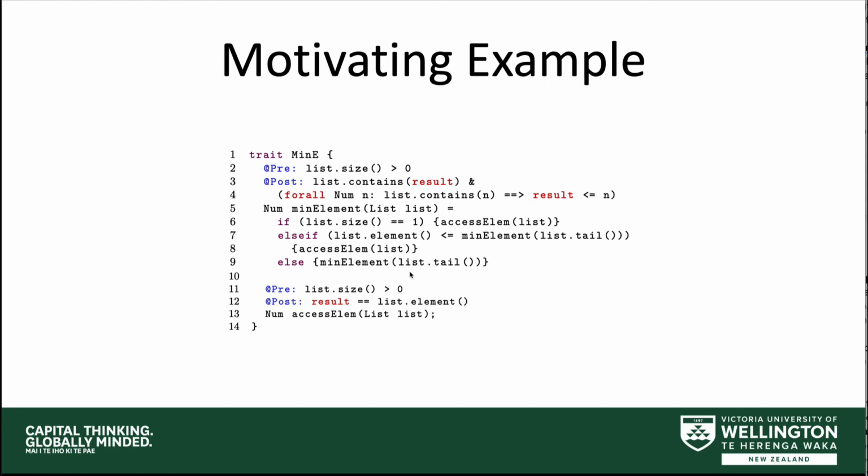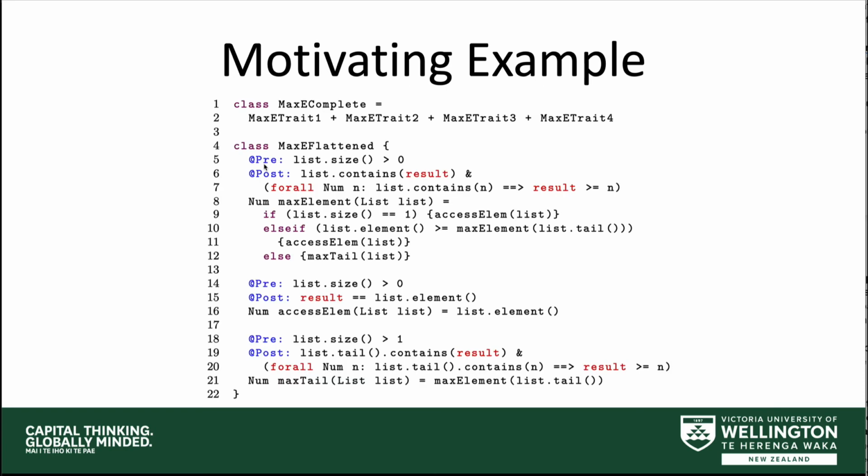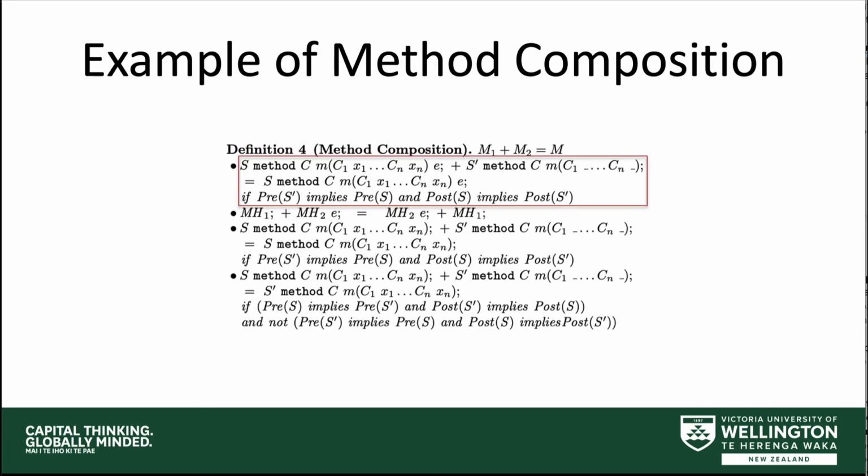And the only thing in this min implementation that is an abstract method is access element. But guess what? This access element is provided by one of our traits before, I think the third one. So by combining this trait min-e with the third one, you'll get a full implementation of the minimum element. So we think it's quite a nice way of providing reuse in the language.